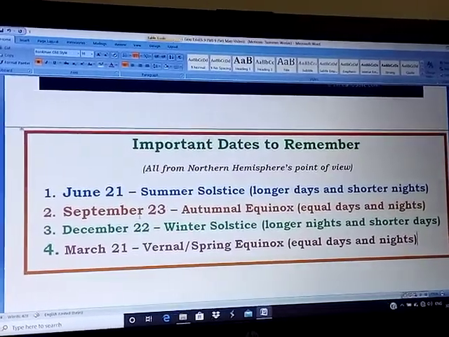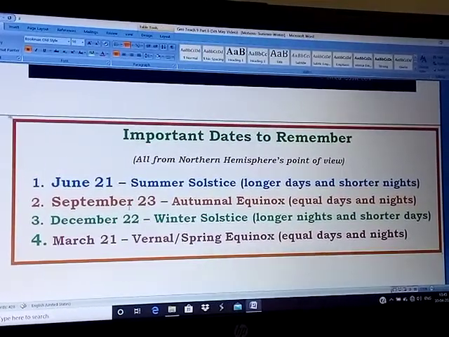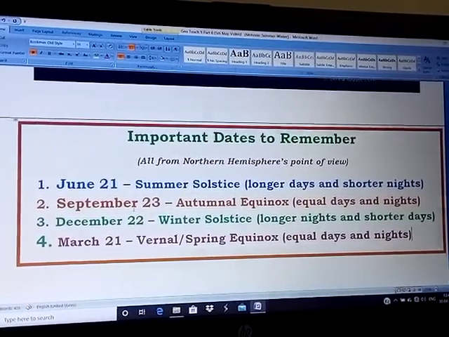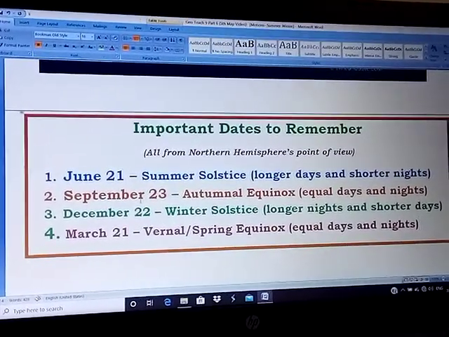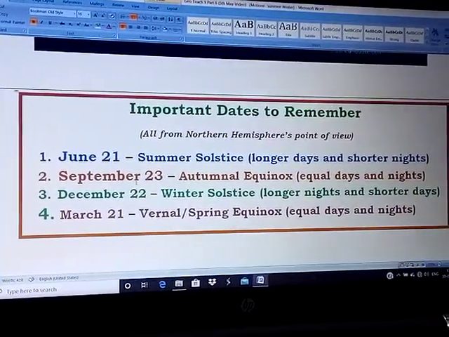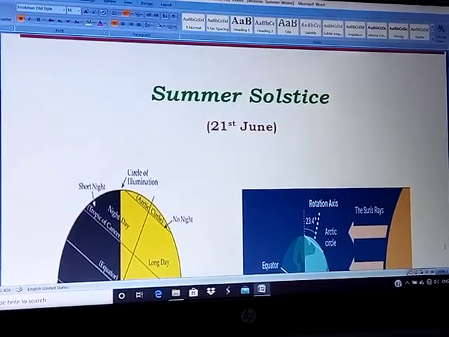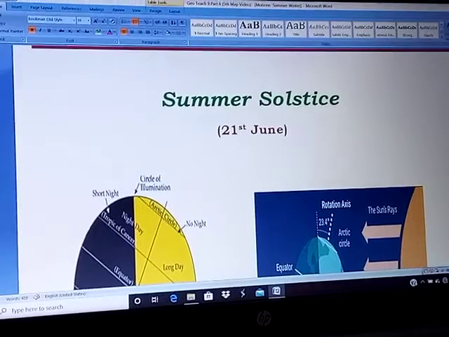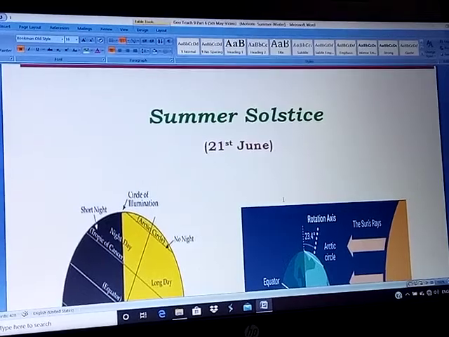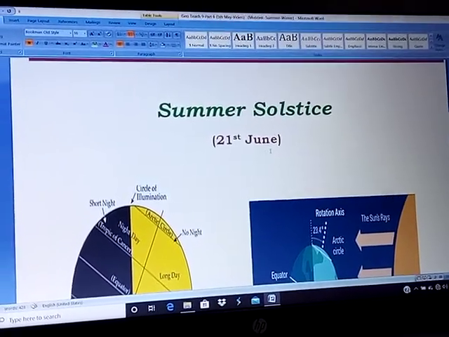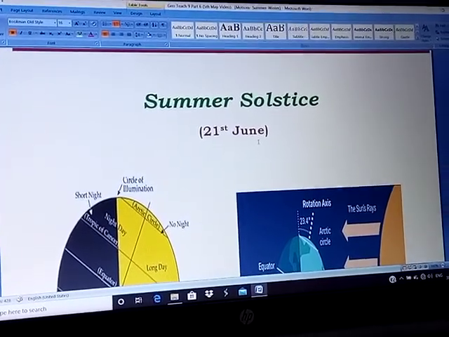So from this chart of important dates, you have to remember there are two dates during the year, 21st of March and 23rd of September. These are the equinoxes, with equal days and nights throughout the earth. Now we are going to discuss in detail the summer solstice. It happens on 21st of June in the northern hemisphere. How it happens, why it happens, what happens.